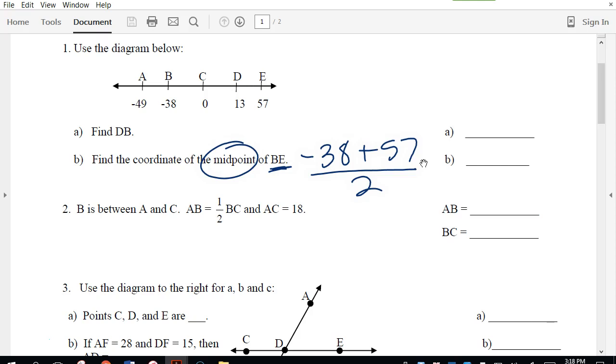Negative 38 plus 57. You want to press enter and then divide it by 2, because if you don't press enter in between, it won't do the right order of operations. It's 9.5.